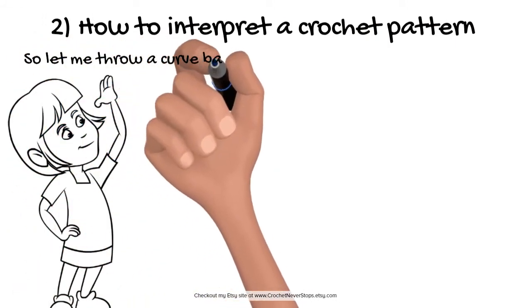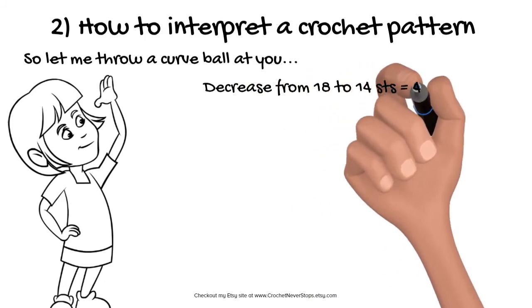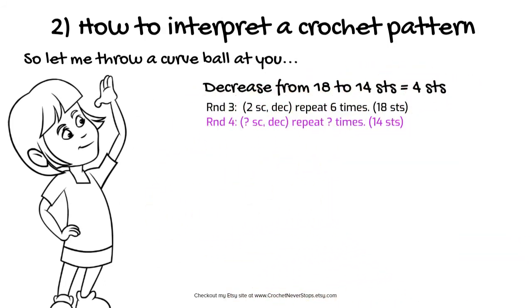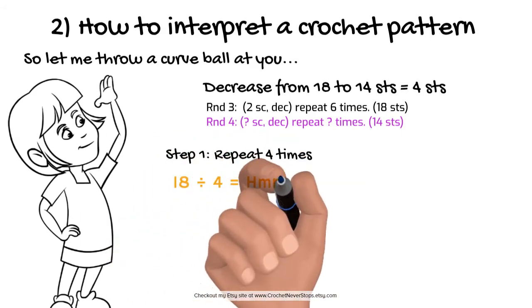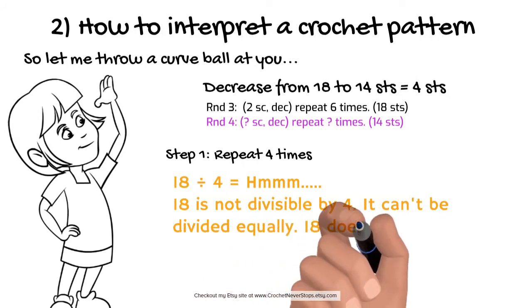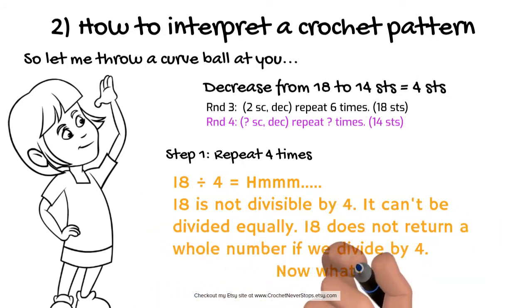So let me throw a curveball at you. Let's decrease from 18 to 14 stitches, or a decrease of 4 stitches. Step 1, repeat 4 times. 18 divided by 4 is, well, wait a minute, 18 is not divisible by 4. 18 does not return a whole number if we divide by 4. So now what?